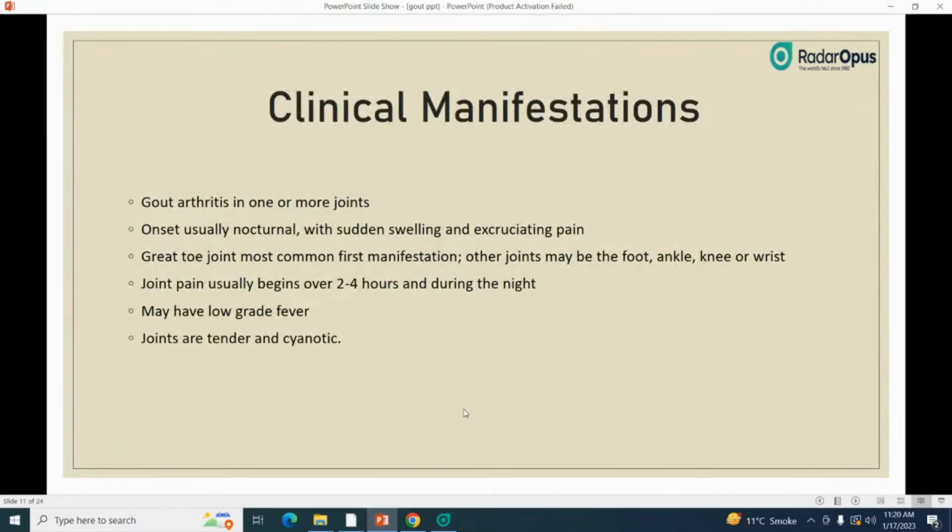Now moving on to my next slide, that is clinical manifestation. Gouty arthritis is in one or more joints. Onset is usually nocturnal with sudden swelling and excruciating pain. The first metatarsophalangeal joint is the most common first manifestation. Other joints may be the foot, ankle, knee, or wrist. Joint pain usually begins over 2 to 4 hours and during the night. May have low grade fever. Joints are tender and cyanotic.